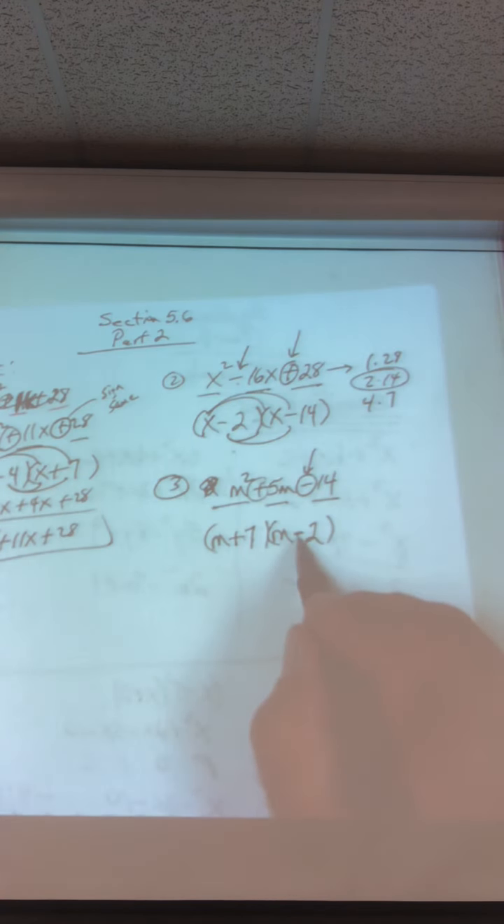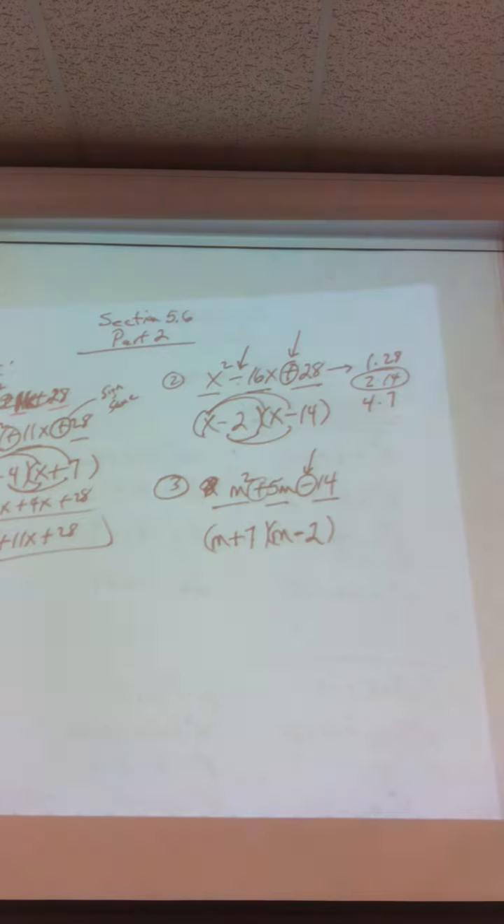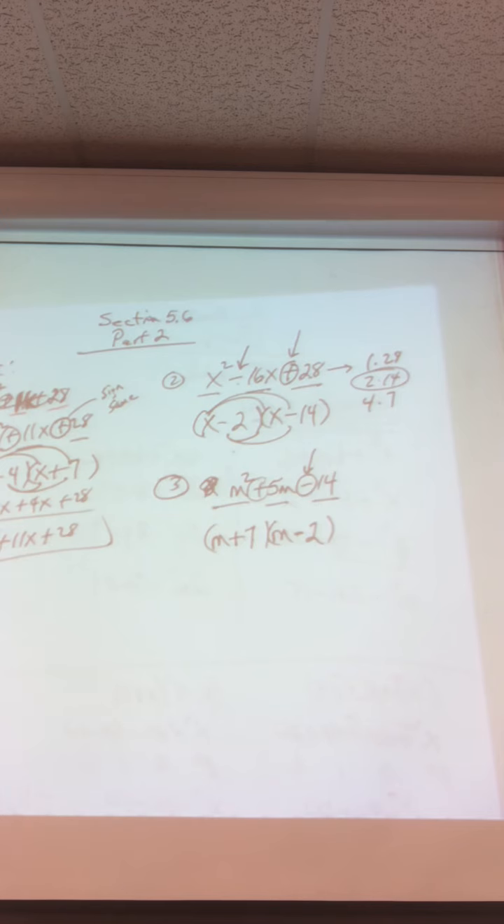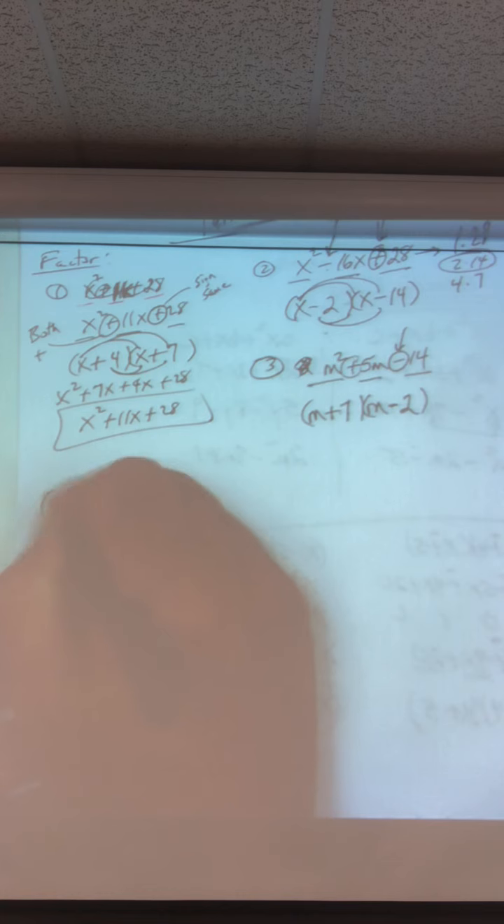Now, if your plus is over here and your minus is over here, then you would have m minus 2, m plus 7, which is the same answer as well. Now, the m plus 7 must be together. The m minus 2 must be together. Okay, let's look at another one.